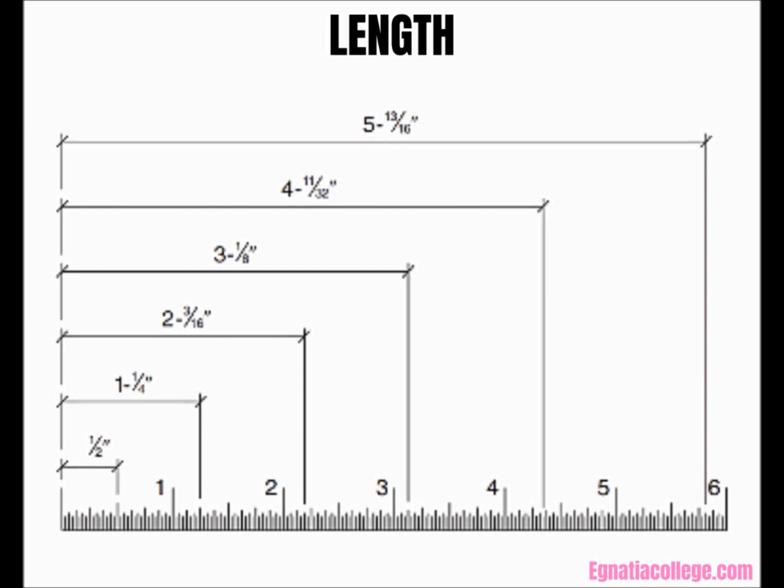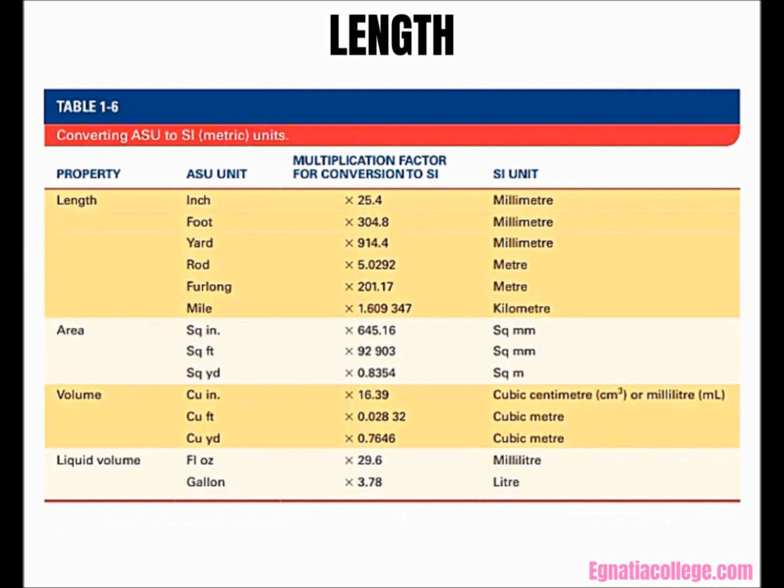An architect's scale is used for working with construction drawings that use US units. Scales are covered in Unit 2. This table gives useful conversions from US to metric units. You can see length, area, volume, liquid volume. Common conversions of trade sizes.